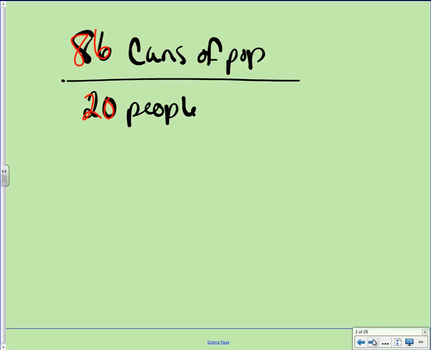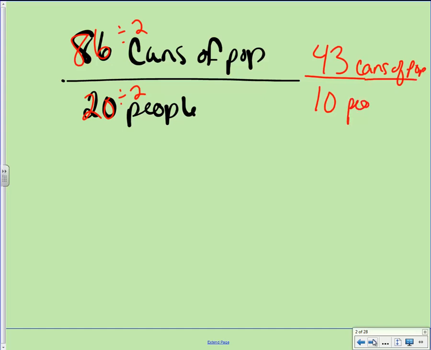So I know that they are both even numbers, so I'm going to start by dividing both of them by 2. When you simplify, you choose to divide both the top and bottom number by the same exact number. So 86 divided by 2 gives me 43, and 20 divided by 2 gives me 10. And remember that the labels stay with it because I didn't cancel out.